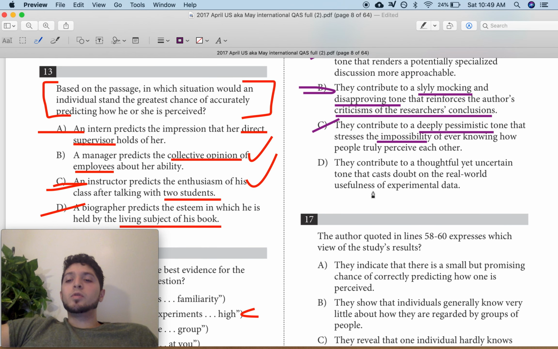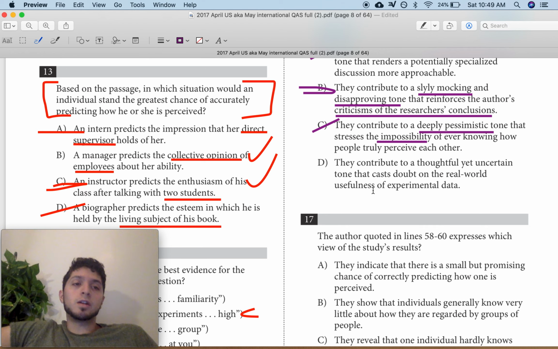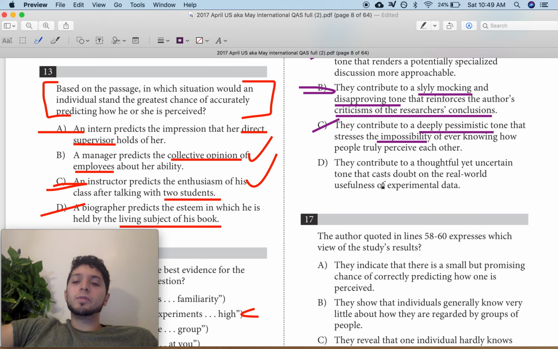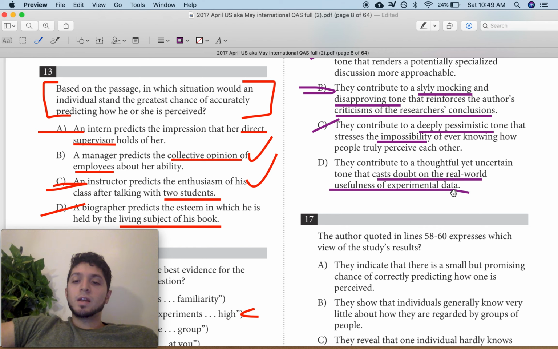D says they contribute to a thoughtful, okay, yet uncertain tone. Okay, so maybe it's thoughtful and uncertain. So far, so good. It's clueless, it's mind reading. Maybe we're being thoughtful and we're stressing the uncertainty. But then it says that it casts doubt on the real world usefulness of experimental data. Casts doubt on the real world usefulness of experimental data.